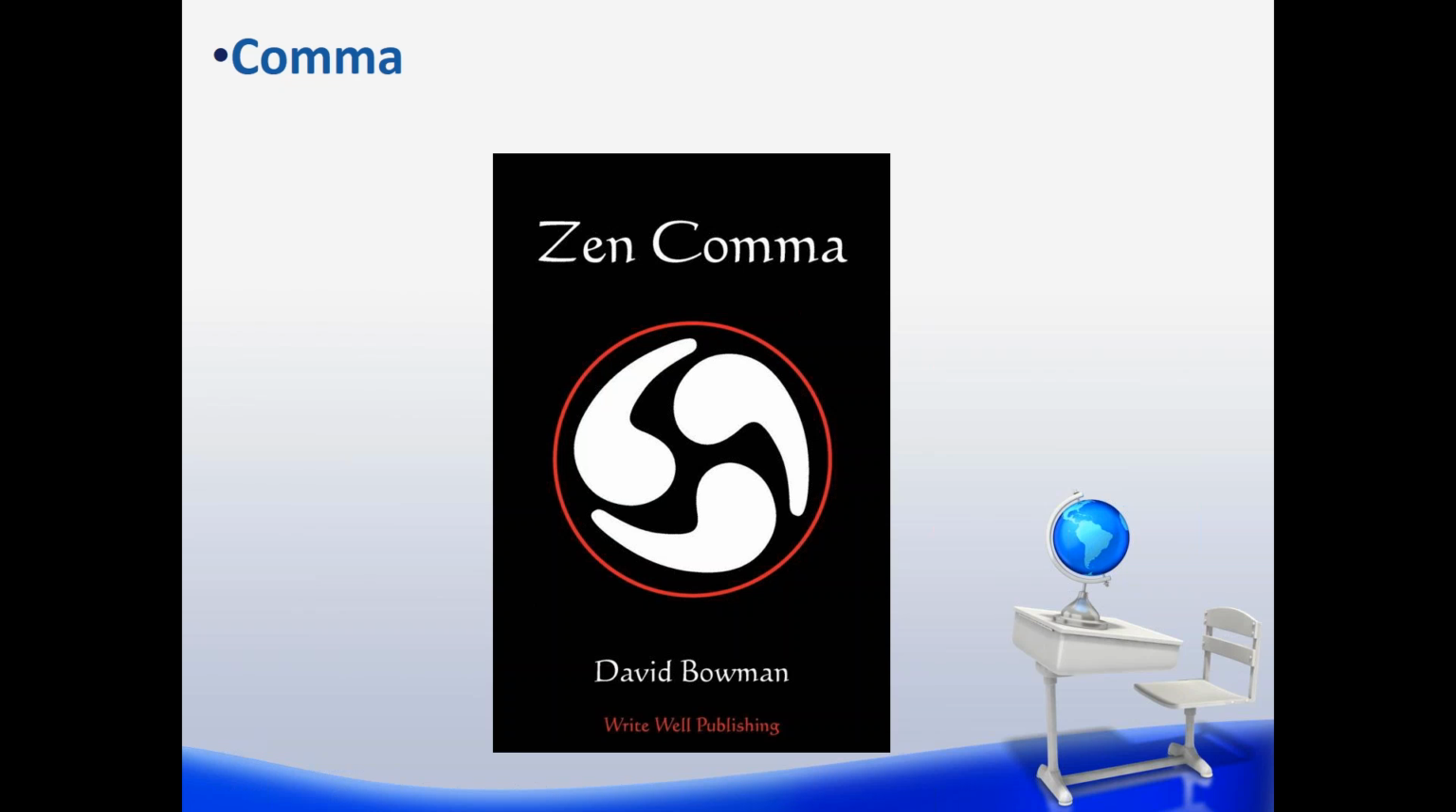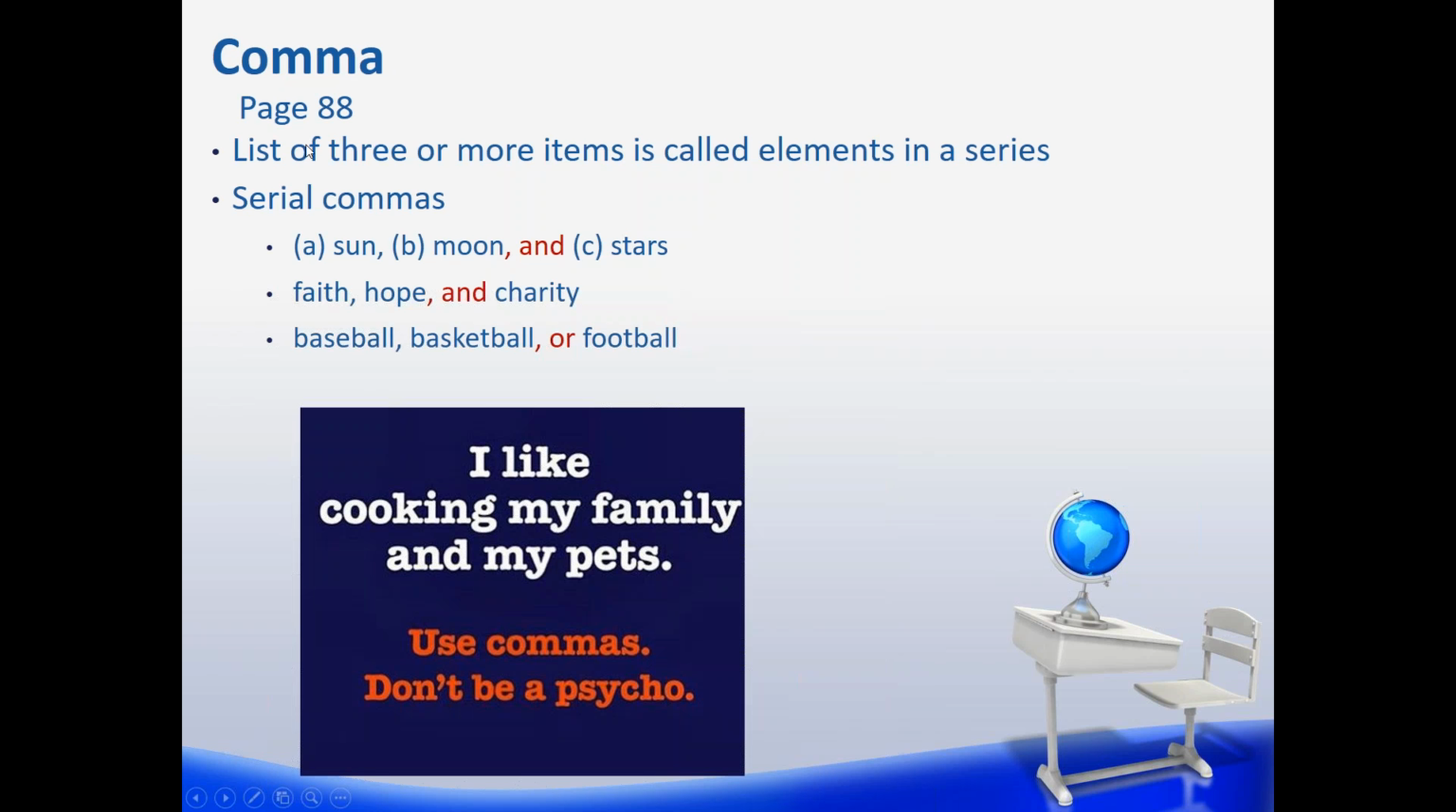There are many uses for commas. There's about 20 uses for comma. This is a nice book that has a lot of them. It's not complete, but it has almost all of them in it. It's only $5.95, so I really recommend it. I'm only going to go over about the top 10 uses of commas that would probably be the ones that you're going to be using in your writing.